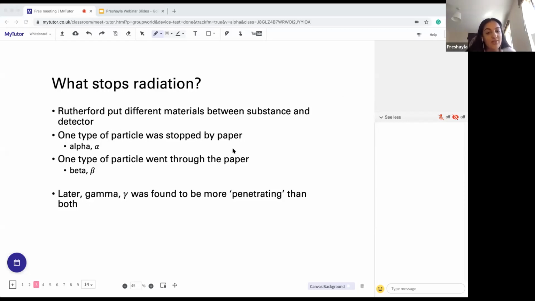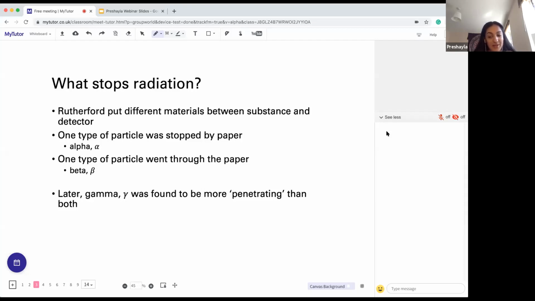Okay, so Rutherford then went on to put different materials between the radioactive substance and the detector. He found that one type of particle was stopped by paper. So if he put paper between the detector and the substance, one type of particle was stopped, but the other one went through the paper.